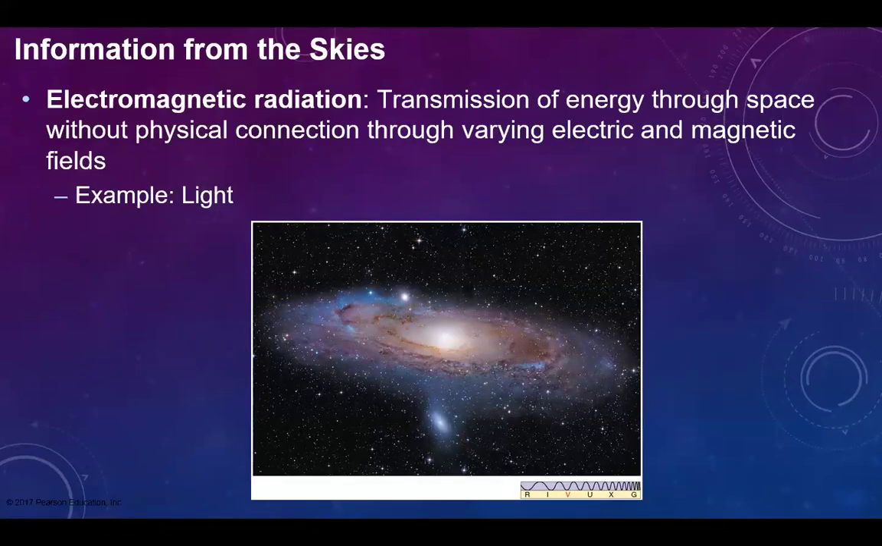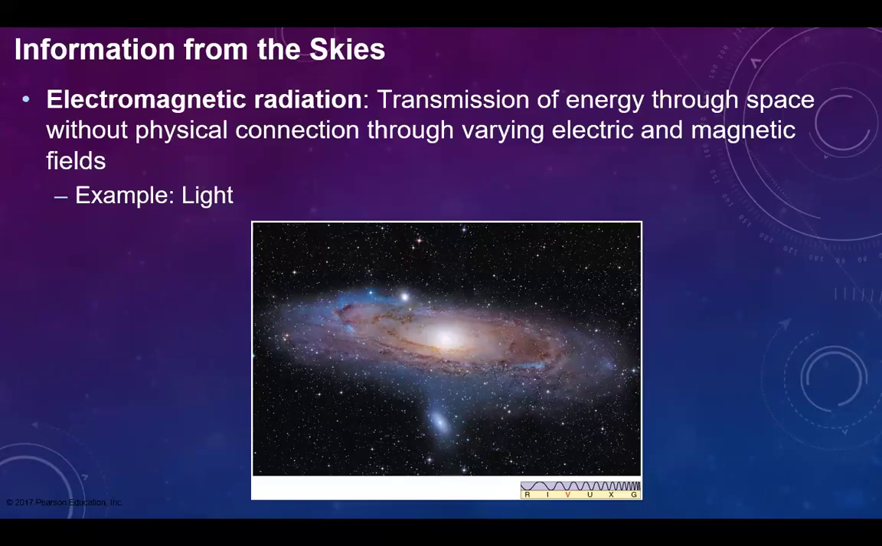So one of the unique things about light as a wave is that it is one of the few waves out there whose medium is sort of itself. So it can travel through nothingness or a vacuum. So electromagnetic radiation allows the transmission of energy throughout space without a physical connection. And that's through varying electric and magnetic fields. So what's vibrating are the electric and magnetic fields.